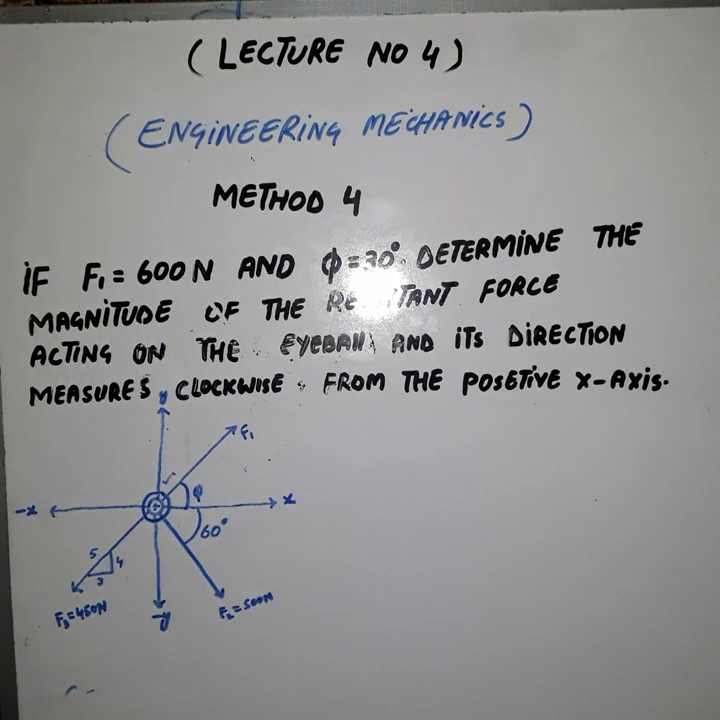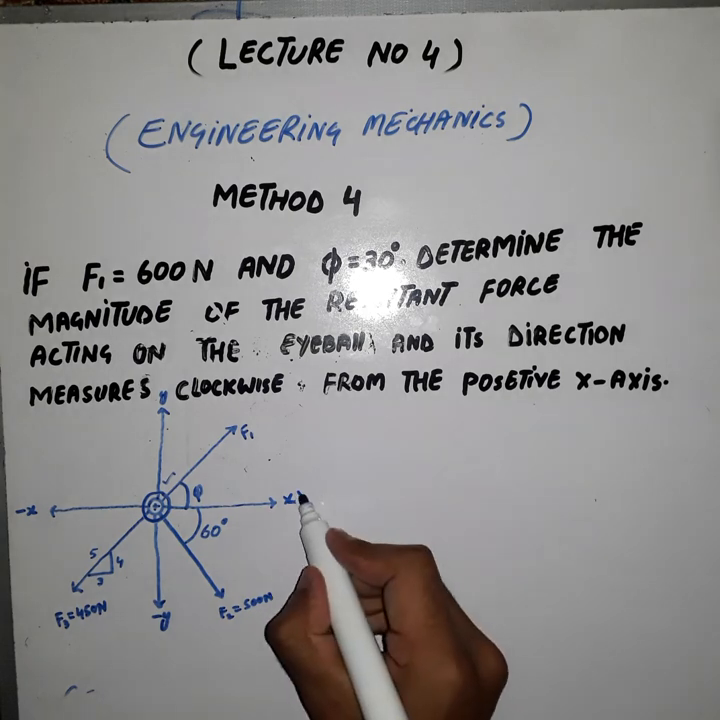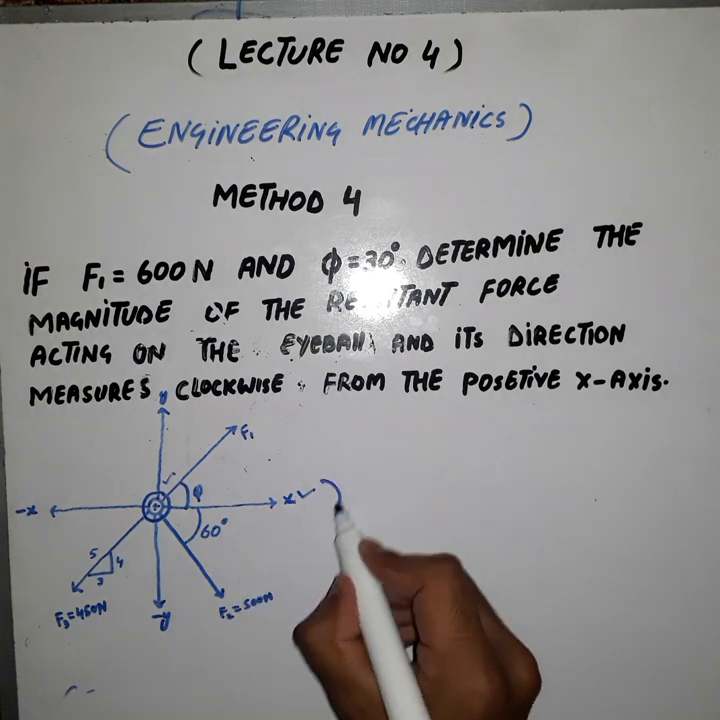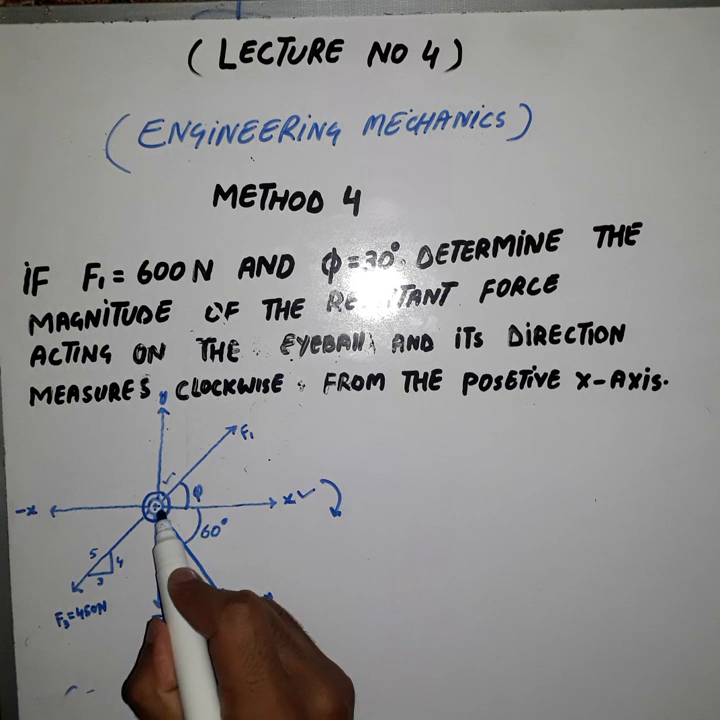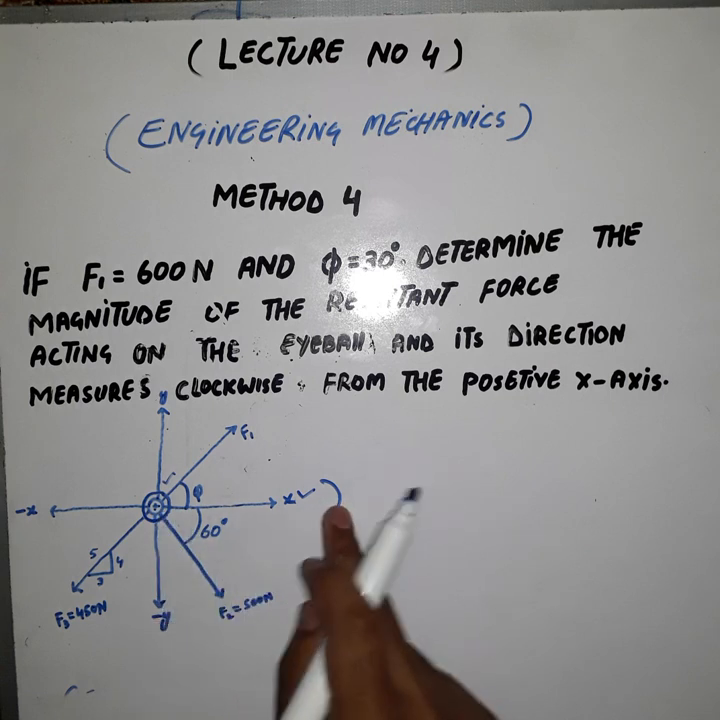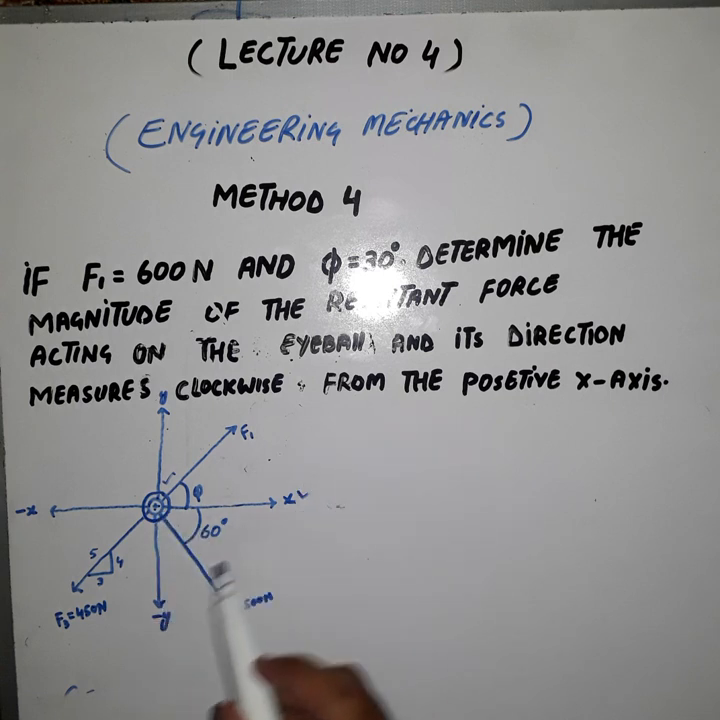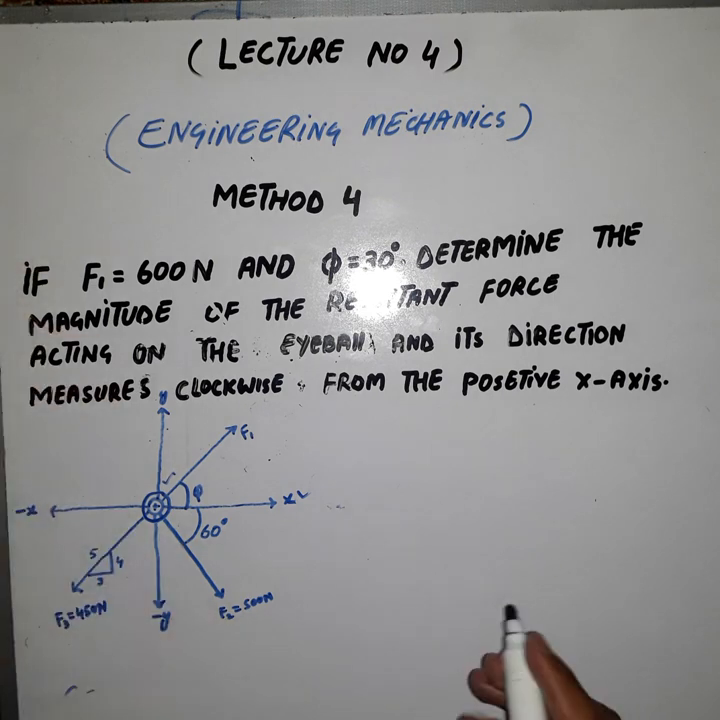If F1 is 600 Newton and phi is equal to 30 degrees, determine the magnitude of the resultant force acting on the eyeball and its direction measured clockwise from the positive x-axis. You know that this is our positive x-axis and it is measured clockwise, not anti-clockwise. So it means that our resultant force would be downwards from the positive x-axis, and we have to find its angle. So first of all, we will draw its free body diagram.